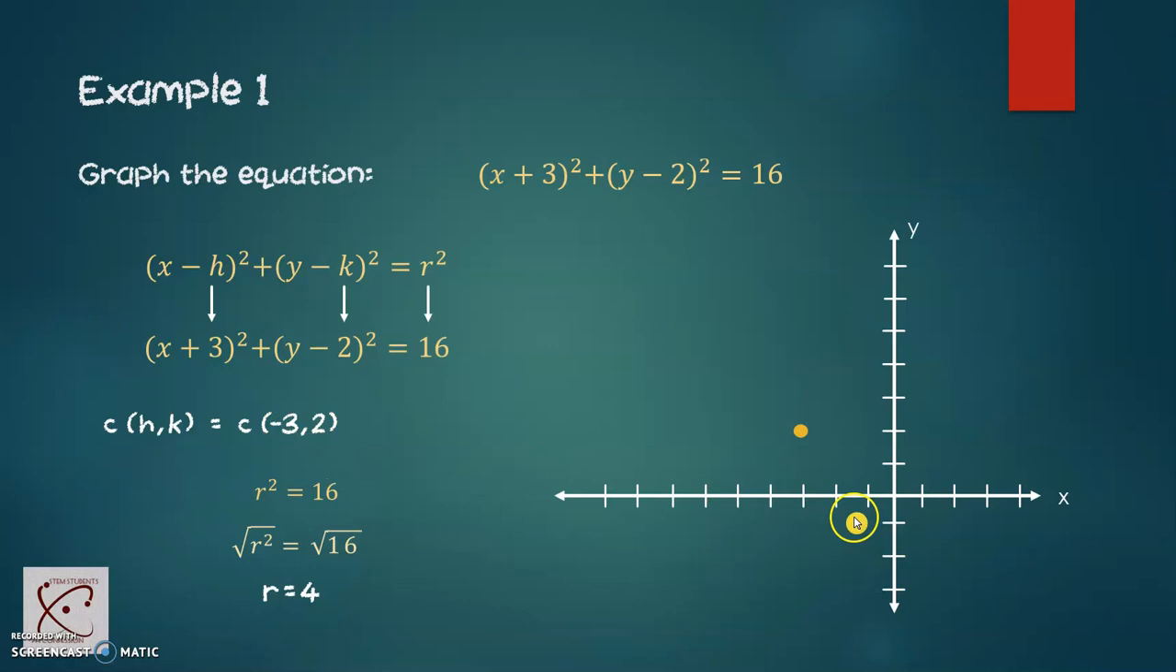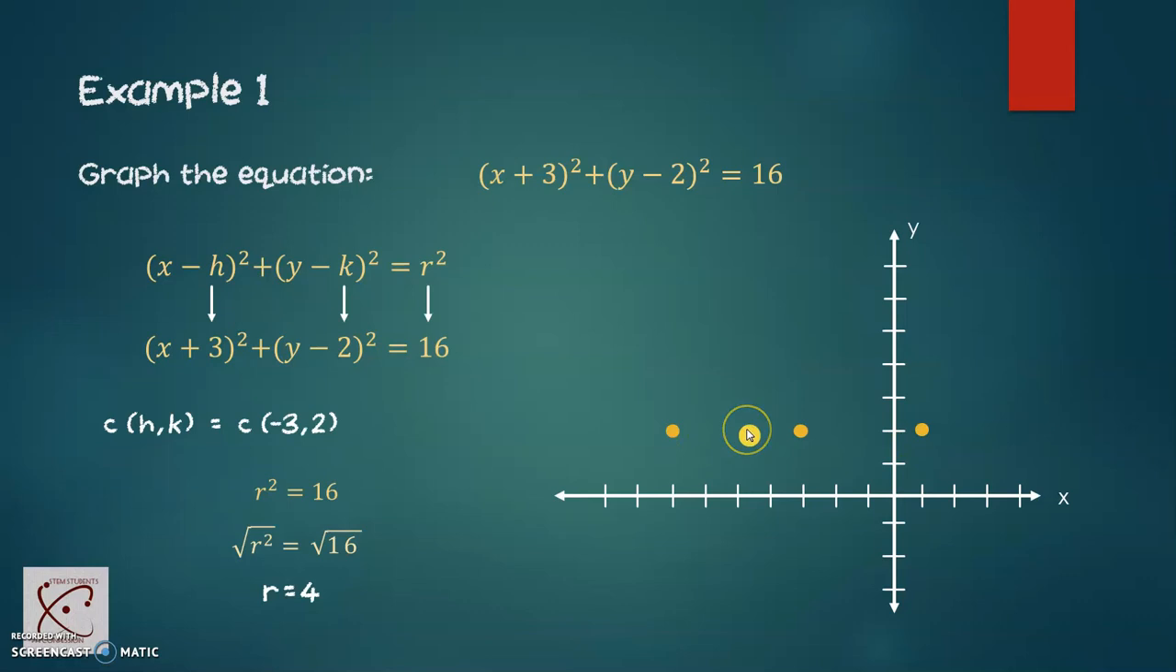So, negative 3, negative 1, negative 2, negative 3, and then 1, 2. So, dito ang ating center. Bibilang tayo 4 units from center to the right. So, 1, 2, 3, 4. So, dito nakalocate yung isang point.